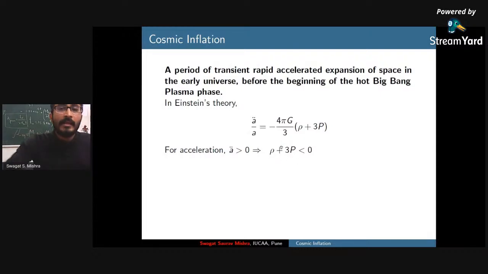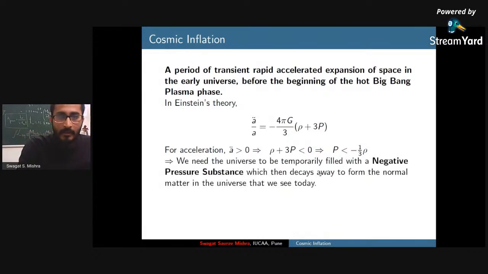Now energy density is always positive. It's the density of energy. So pressure has to be negative. So what you need is some kind of matter which, when you smooth it out everywhere in the universe, has a negative pressure. Okay. So we need the universe to be temporarily filled with a negative pressure substance, not forever.